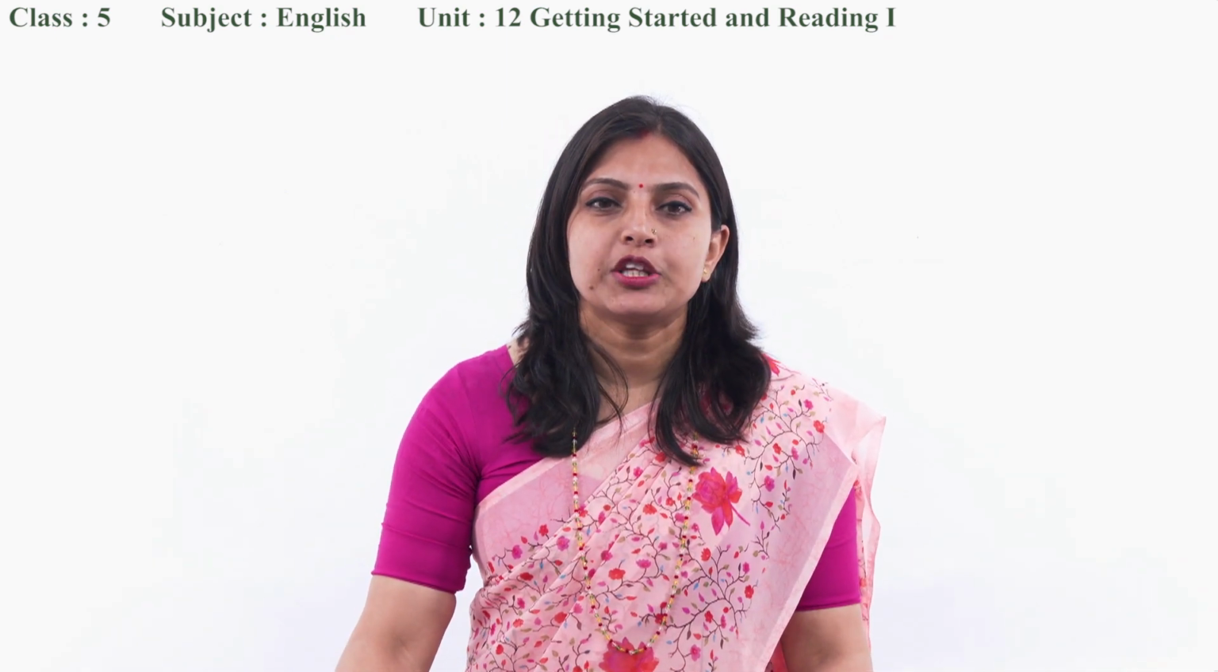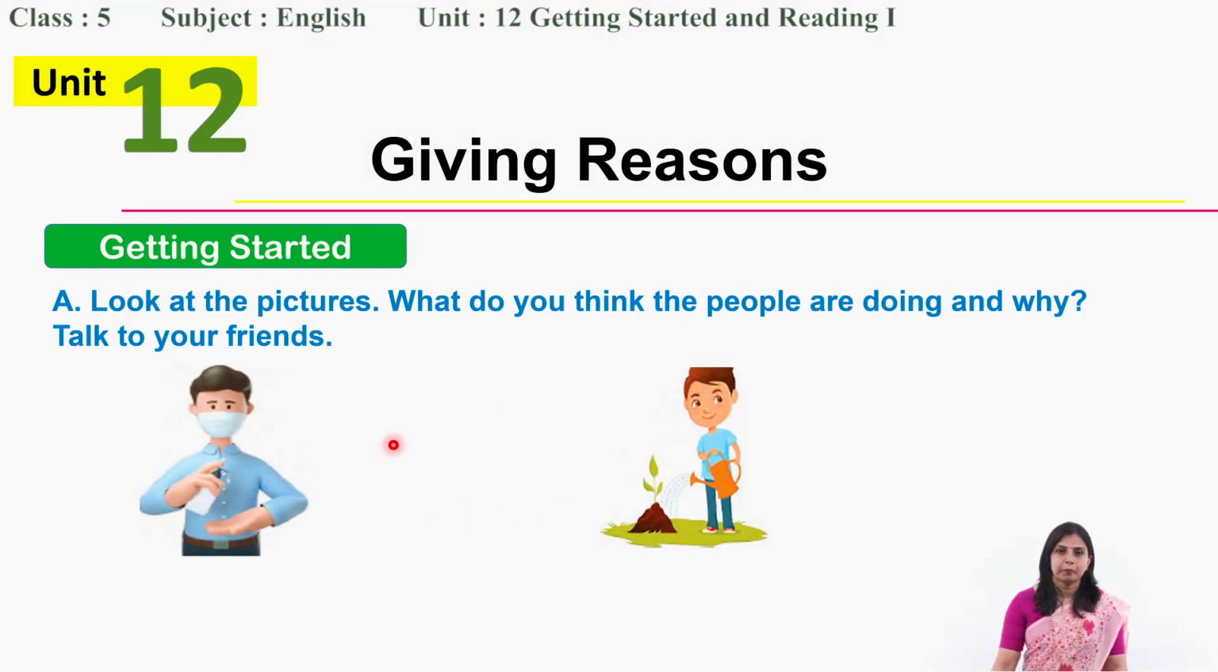Okay then. First of all, see the picture given here on page 133 of your book. What has been said here? Look at the pictures. What do you think the people are doing and why? Talk to your friends. Now you have to see the picture and tell me what these people are doing in the pictures. You also have to give reasons why they are doing so.